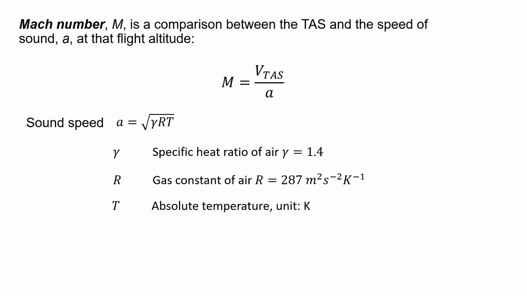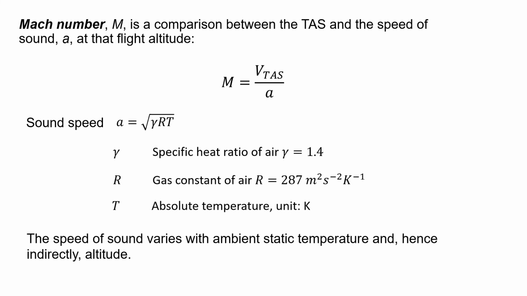Why is that? Because the speed of sound a equals square root of gamma R T. Gamma is the specific heat ratio of air, which is 1.4. This is constant. The gas constant of air is also constant, but the absolute temperature T, in Kelvin, changes at different altitudes. If you remember the international standard atmosphere, ISA, temperature changes across different altitudes. So the speed of sound varies with ambient static temperature, and indirectly with altitude. That's why in the definition of Mach number, we have a condition at that flight altitude. So this is the calculation or definition of the Mach number.